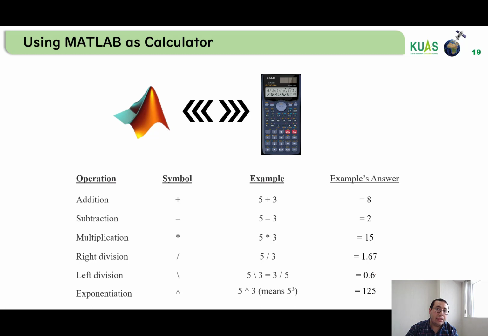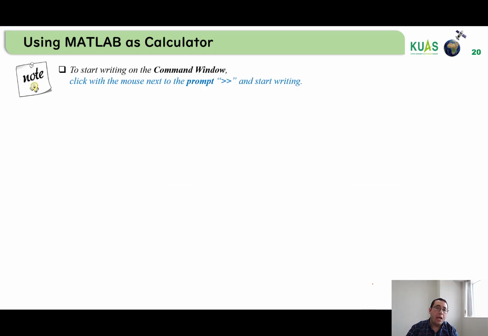And the last thing, if we need to make a power or exponential, for example, 5 to the power 3, we use this caret symbol. So we can say 5 to the power 3, and 5 to the power 3 is equal to 125. And the question is, how to write these mathematical expressions in MATLAB. Let's go to MATLAB to check.